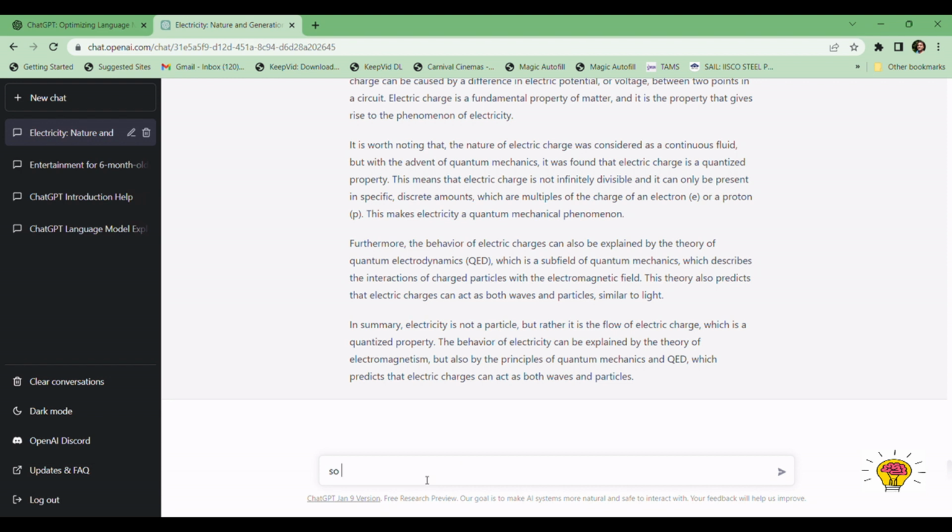So that means electric charge and light both have wave and particle duality.